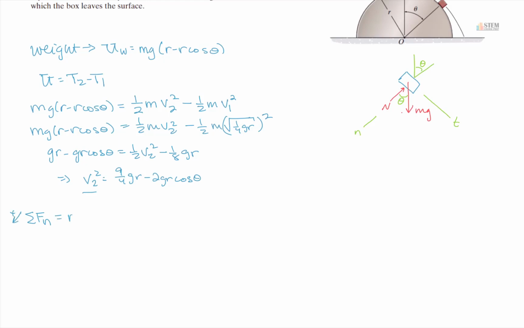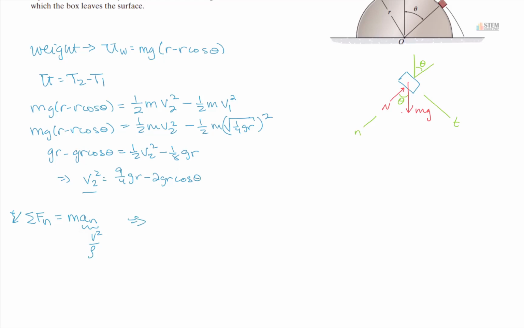We know this has to equal MAN. Remember what AN is. It's v squared over rho, right? I already have my equation for v squared right here. So I can take this and plug it in right there. Okay.